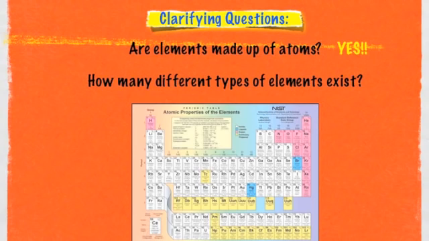And every block that you see there, or every tile of this periodic table of the elements, represents a different element. This is not quite the most current periodic table of the elements. We have somewhere in the neighborhood of 116 or 117 different types of elements that exist in our world.